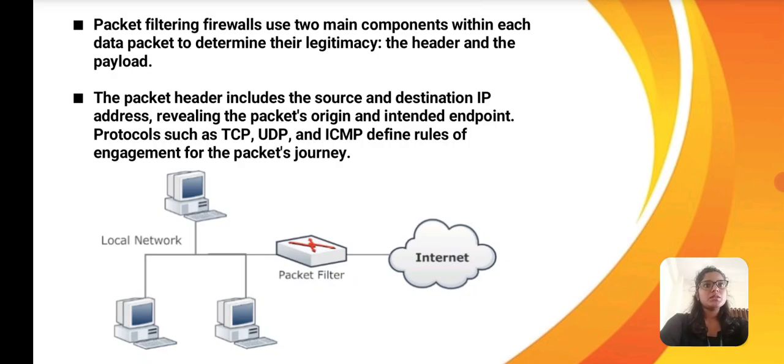Packet filtering uses two main components within each packet to determine their legitimacy, the header and the payload. The packet header includes the source and destination IP address, revealing the packet's origin and intended endpoint. Protocols such as TCP, UDP, and ICMP define the rules of engagement for the packet's journey.